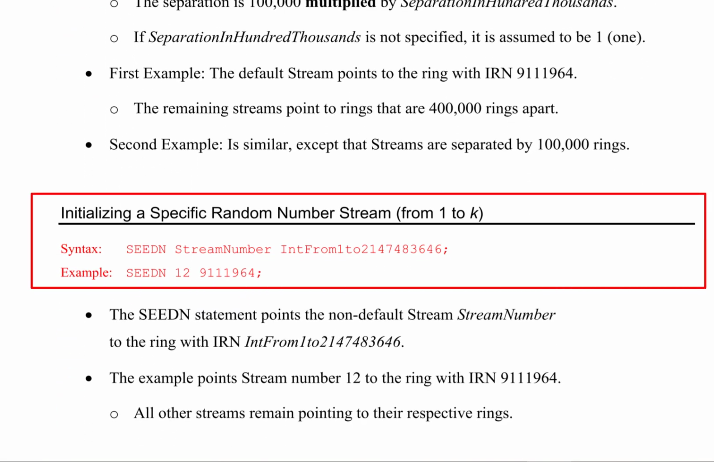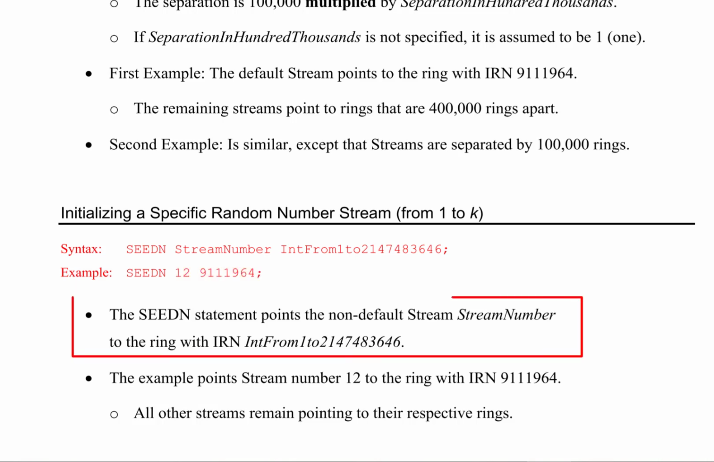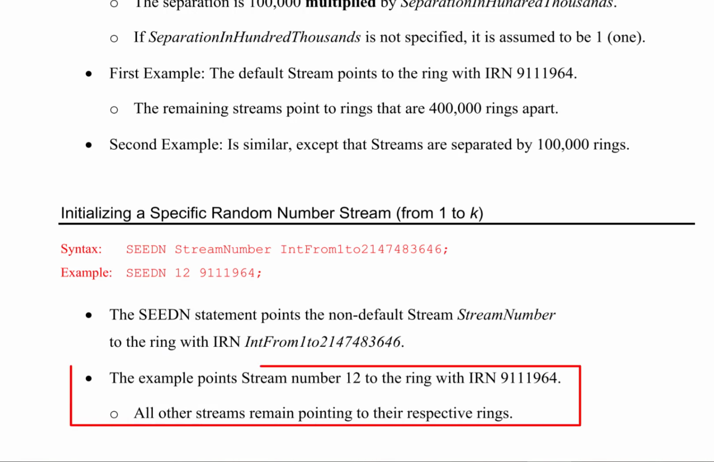If we wish to initialize a specific random number stream, we can use the statement seed n, which takes as an argument the stream number followed by an integer. For example, seed n 12 followed by an integer seed. The seed n statement points the non-default stream number to the ring with the integer random number supplied as an argument to the statement. The above example points stream number 12 to the ring with integer random number 9111964. All other streams remain pointing to their respective rings.